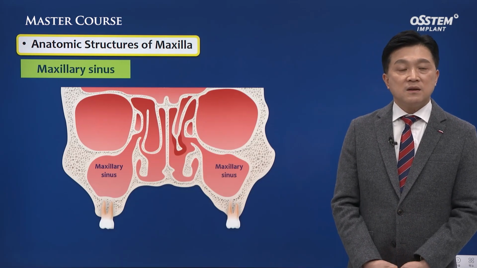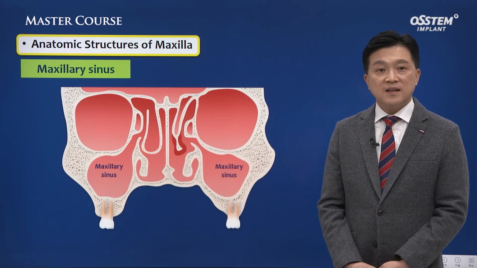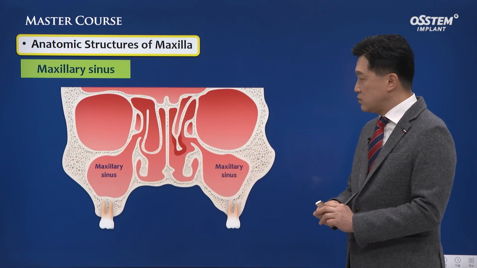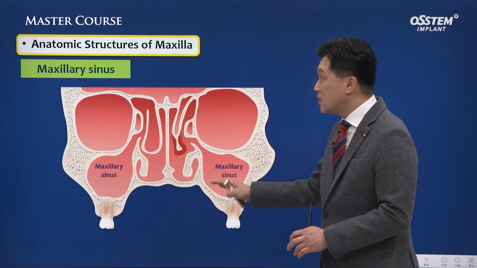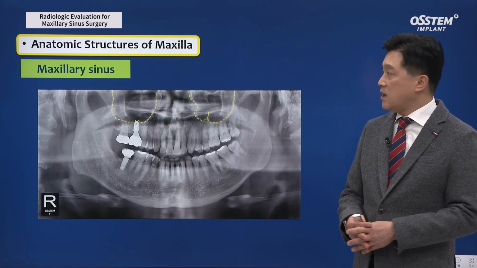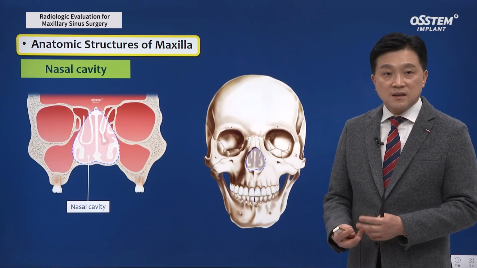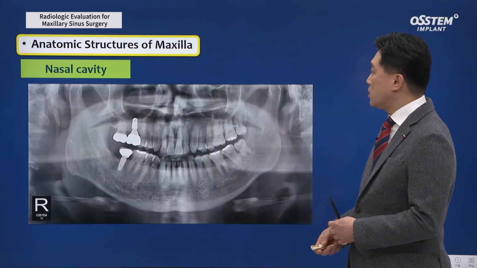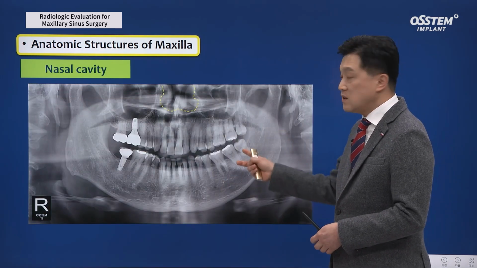On panoramic image, how would we be able to detect it? Because we're doing sinus surgery, what is most important is sinus. We can detect the maxillary sinus as shown. Next, the nasal cavity can also be detected easily.